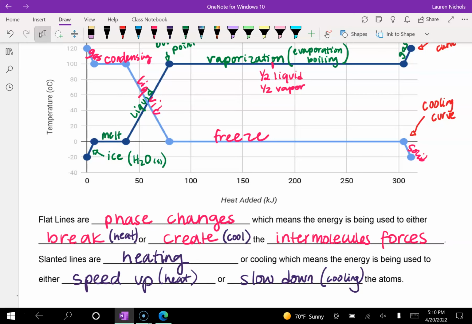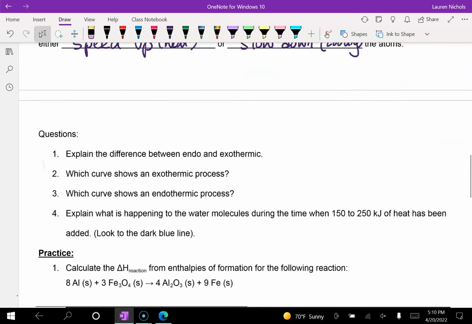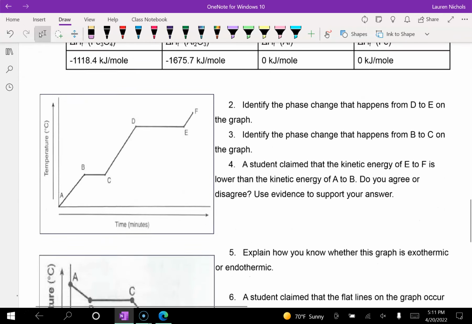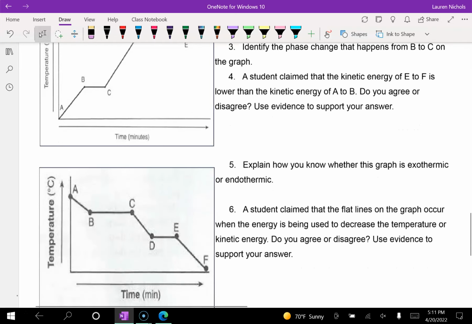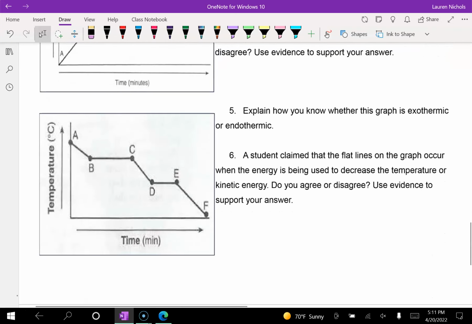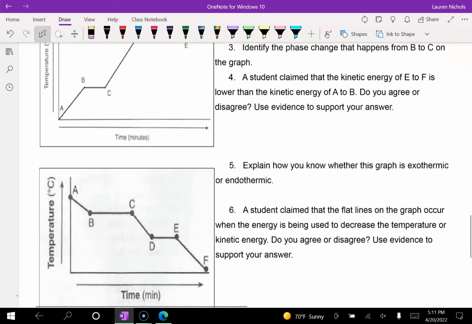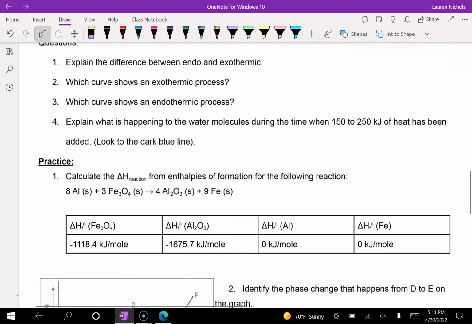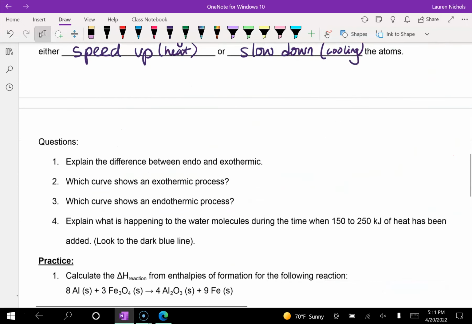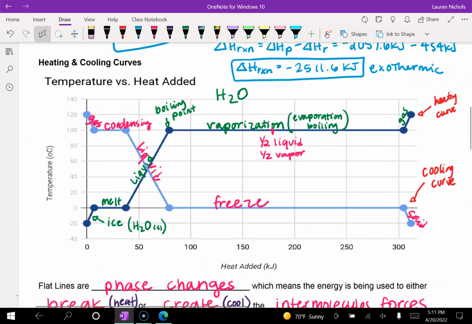And so on the back, you're going to have some practice problems with delta H, but you're going to have some practice with these heating and cooling curves as you look at what is happening at each point along the curve. So this is the main goal of your lesson, is to just use these to be able to answer these questions. So really take a look at that.